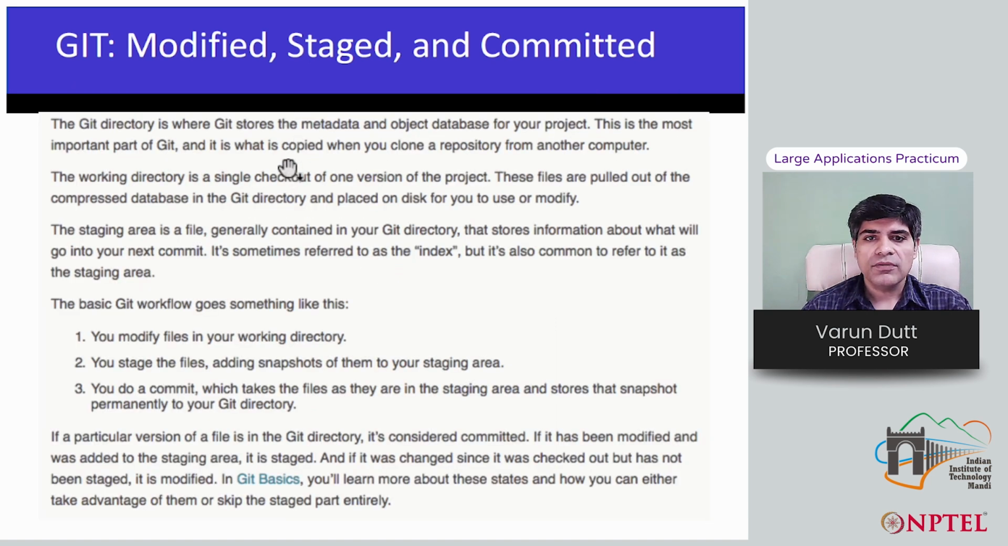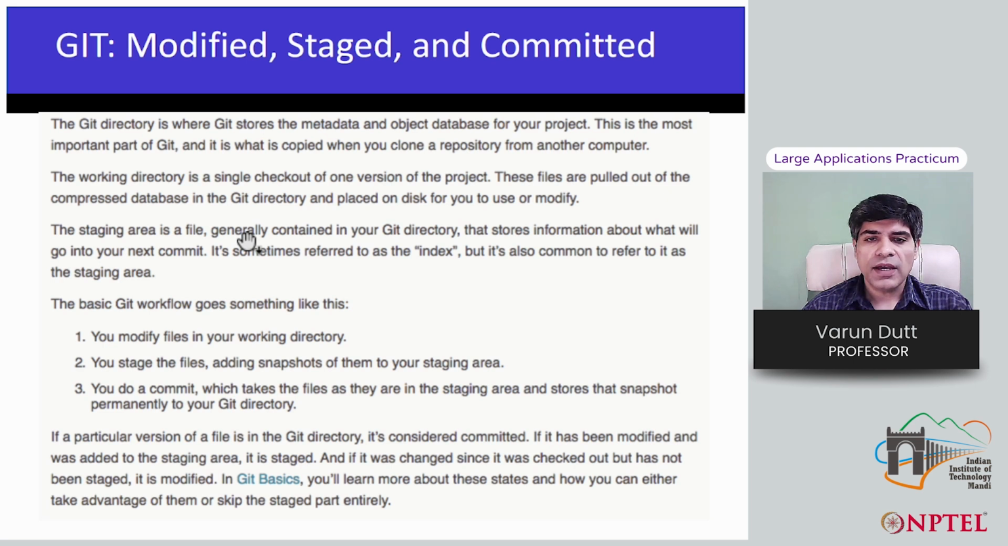The Git directory is where Git stores the metadata and object database of your project. This is of course the most important part of Git, as it is what is copied when you clone a repository from another computer. The working directory, like we had run the git clone command in the last lecture and cloned a repository on our local computer, is a single checkout of one version of the project. These files are pulled out of the compressed database in the Git directory and placed on the disk for you to use or modify.